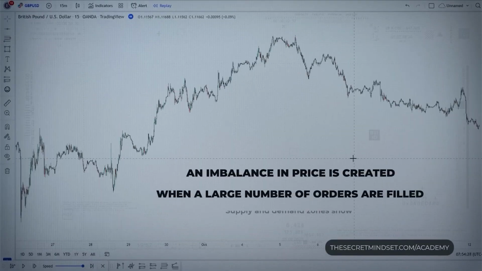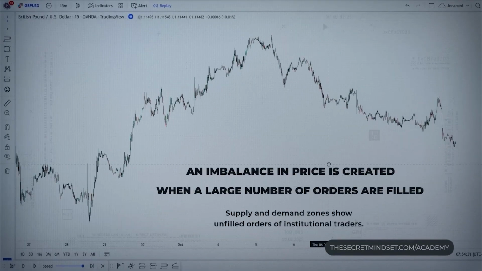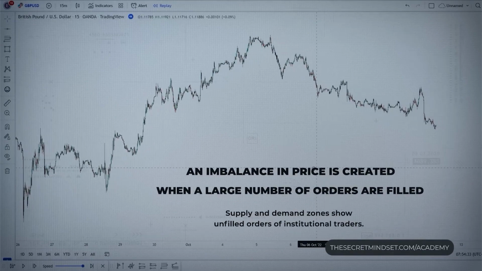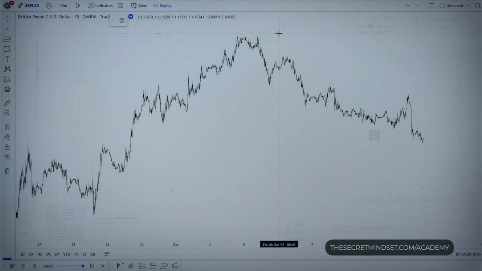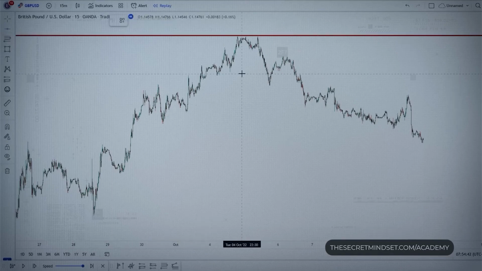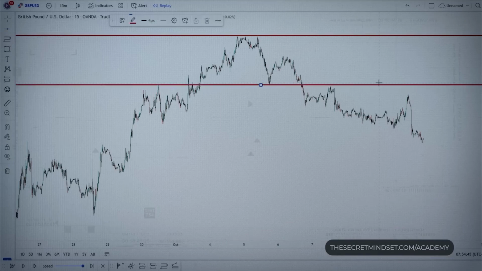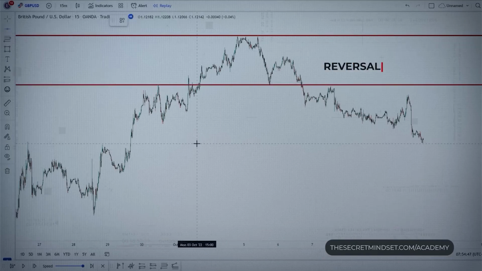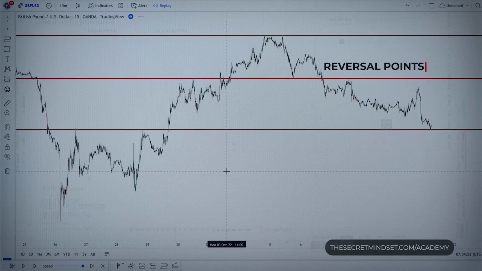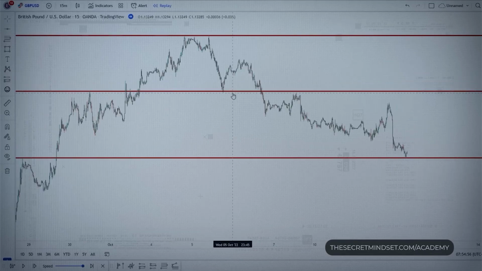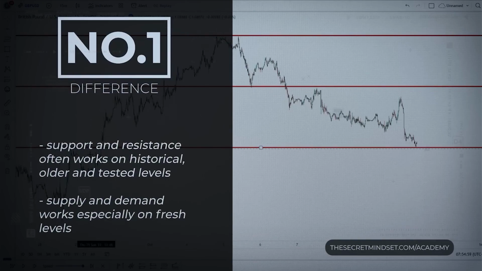A significant imbalance in price is created when a large number of orders are filled. Supply and demand zones show unfilled orders of institutional traders. Now, support and resistance levels and supply and demand areas are two different trading concepts that are very similar. They both indicate points where the price can reverse, and you can find them everywhere on the charts. The big difference between the two is that support and resistance often works on historical, older, and tested levels, while supply and demand works especially on fresh levels.